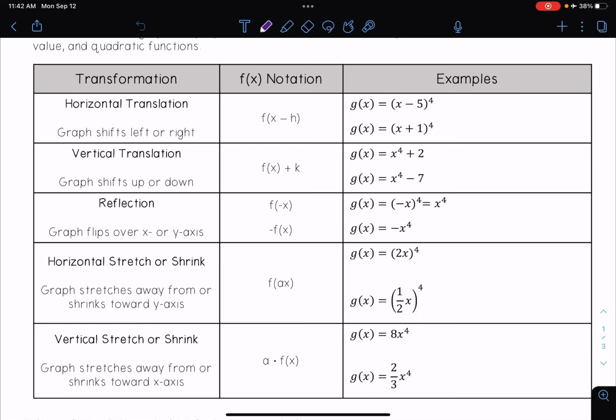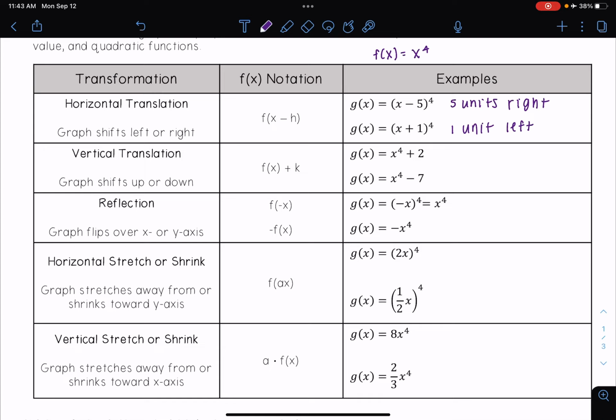So for example, g of x is equal to x minus 5 to the fourth. This would shift the graph 5 units right from the parent function, f of x is equal to x to the fourth, which is what all of these are transforming from. And then x plus 1 to the fourth would be 1 unit left. So what you see in there is going to be kind of opposite of what you think. If you see a minus a number, that means it's going to the right. If it's a plus a number, that means going to the left.